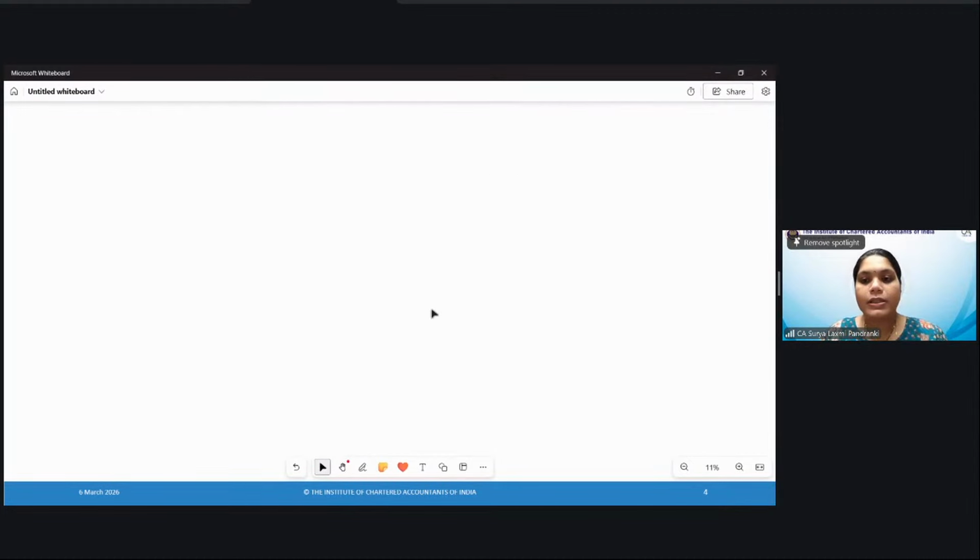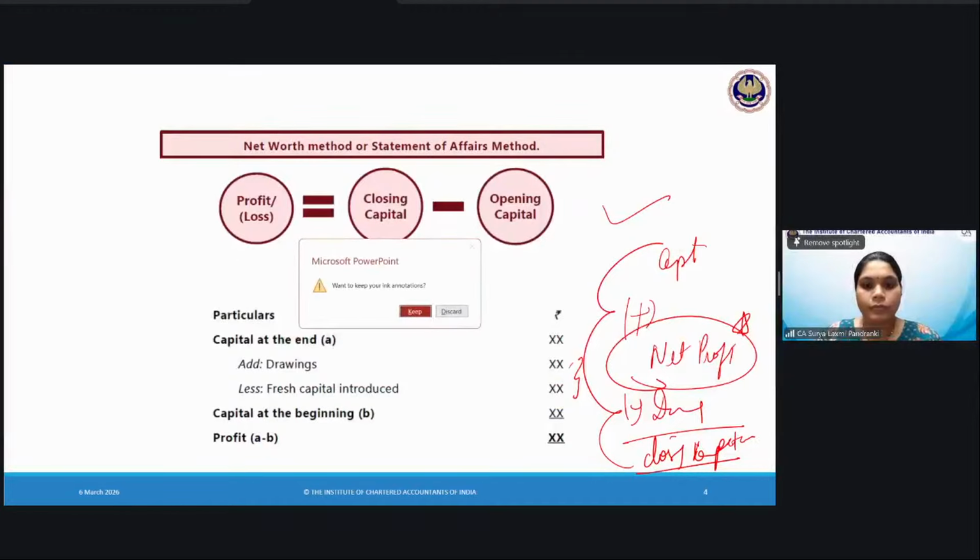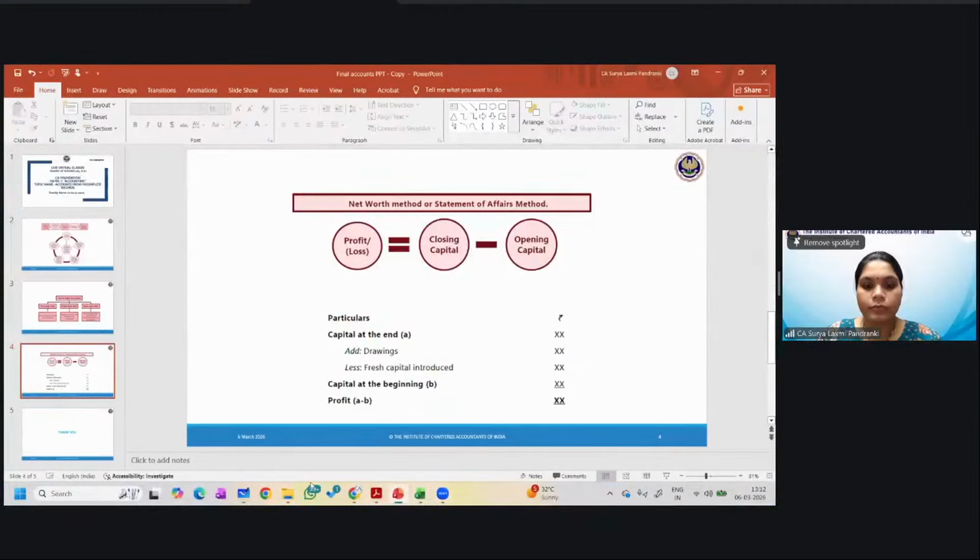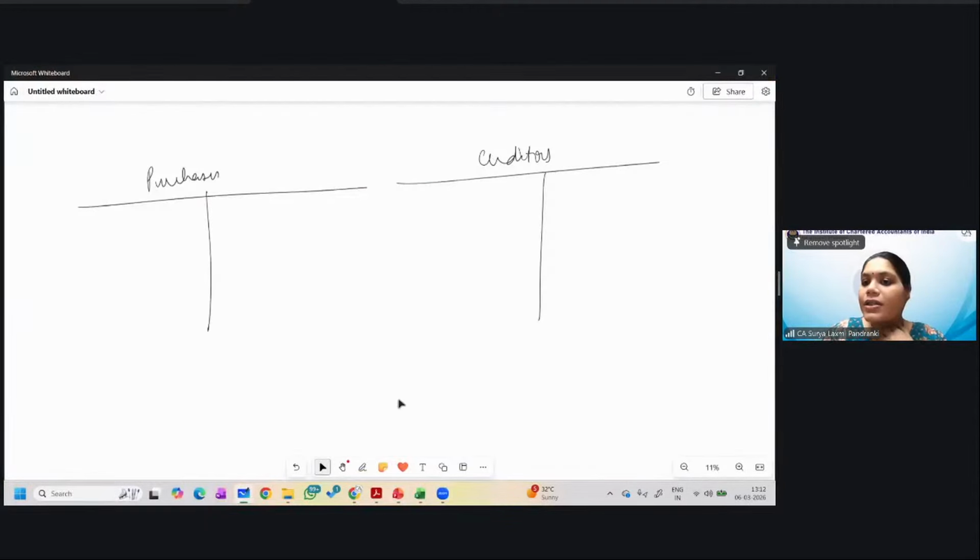A few more things I have to discuss. I want you people to please respond in the chat box. Are these two accounts interlinked? Yes or no? Are these two accounts interlinked? Yes. Okay. Everybody is agreeing to it, right?